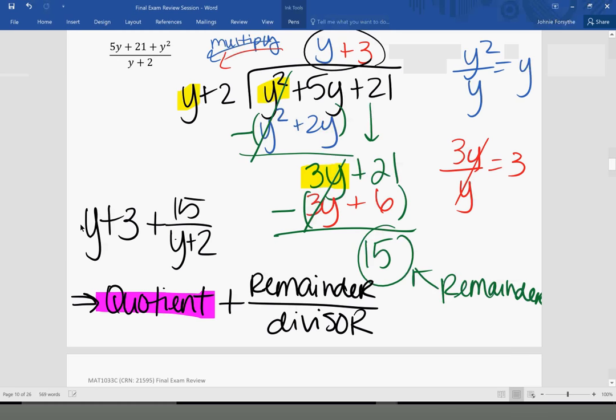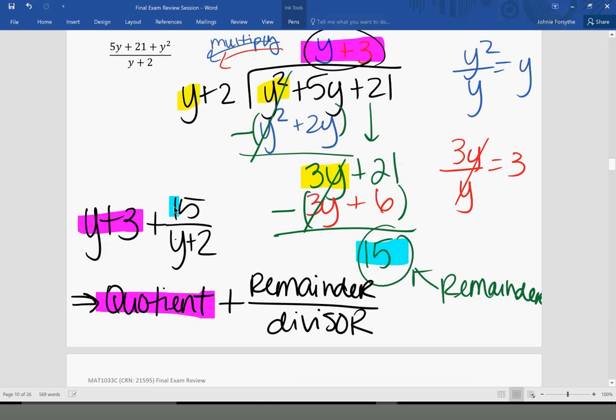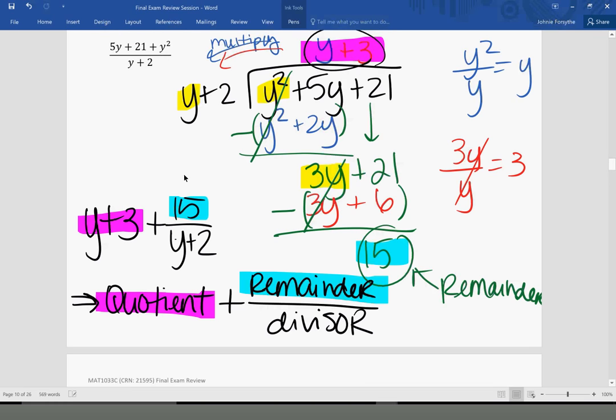So the quotient is this. The remainder is this. And the divisor is this guy here. Okay? All right. Any questions about that one?